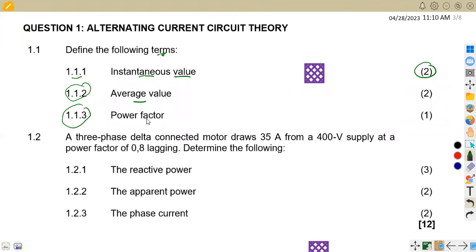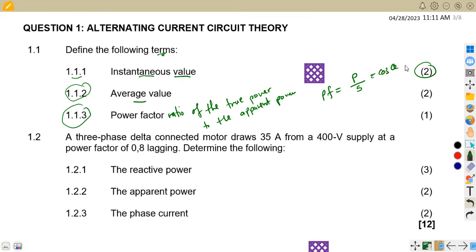Then we've got 1.1.3, the power factor. Remember that from the power triangle, this is the ratio of true power to apparent power. Remember that power factor is equivalent to P over S, where S is the apparent power. So this gives us the power factor, which is cos theta.